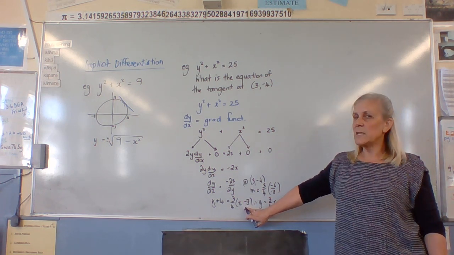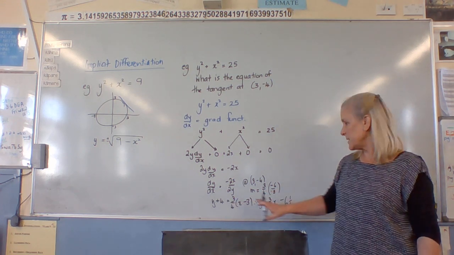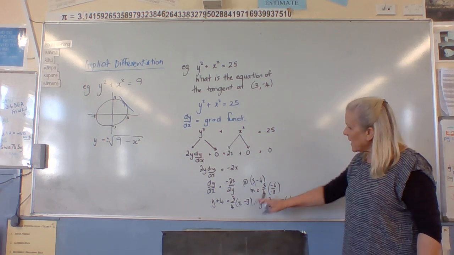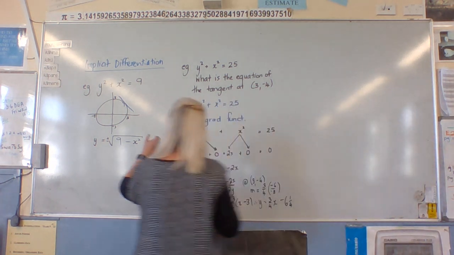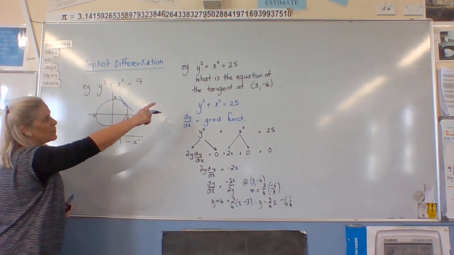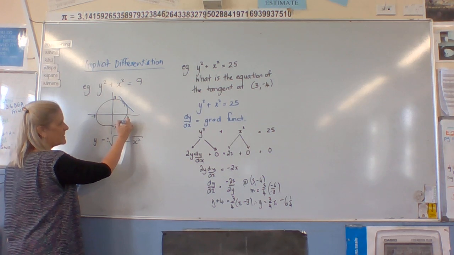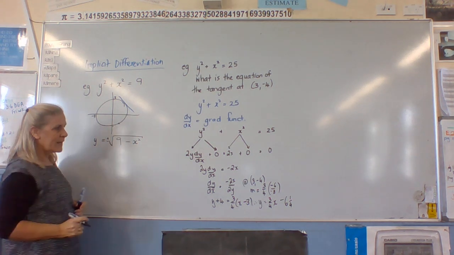That times that is negative 9 over 4, which is negative 2 1/4, minus another 4 is negative 6 1/4. So that's my equation of the gradient. If we had a look at this, let's pretend this is the one with a 5. 3, negative 4 would have been down here somewhere. I'll just cheat. So 3, negative 4 is going to be approximately here.